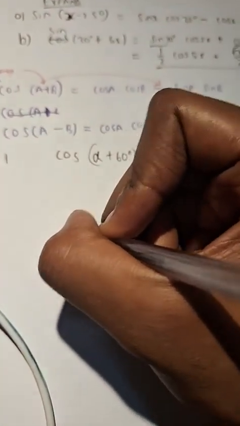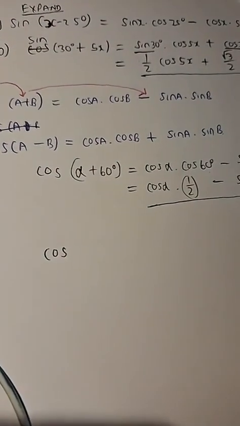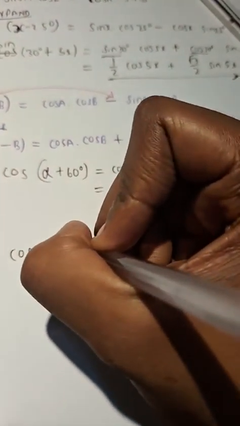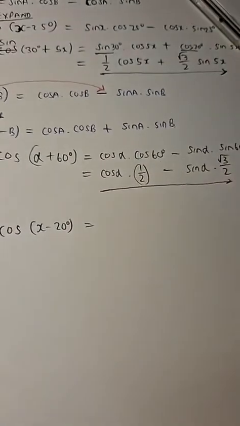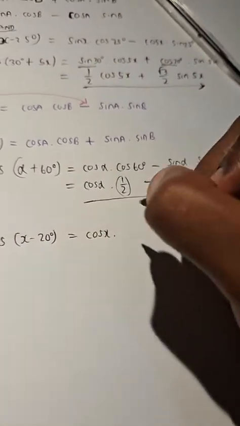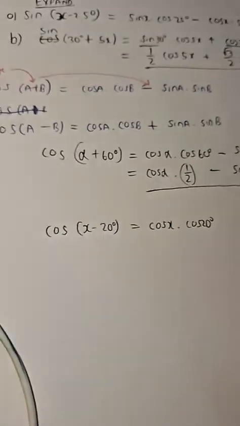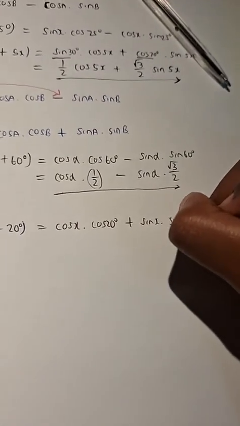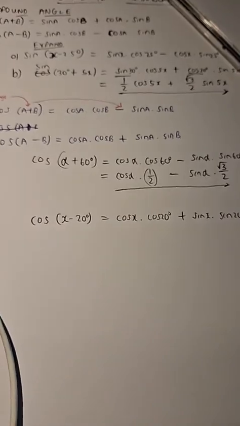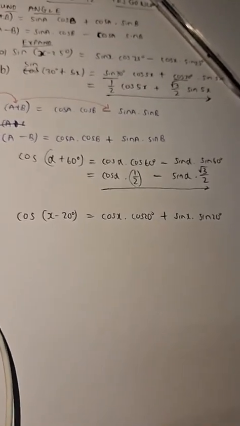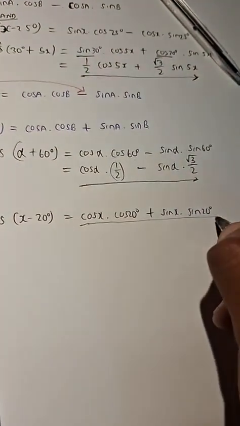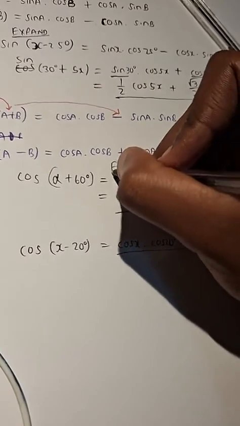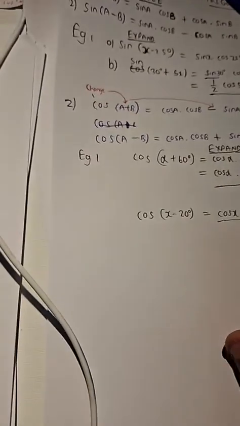Okay, just one more example. Cos of x minus 20 degrees, that will be equal to cos x cos 20, and since it's minus, minus changes to plus, sine x sine of 20 degrees. Okay, and that's simply that. We've expanded, so that's how we expand the compound angle.